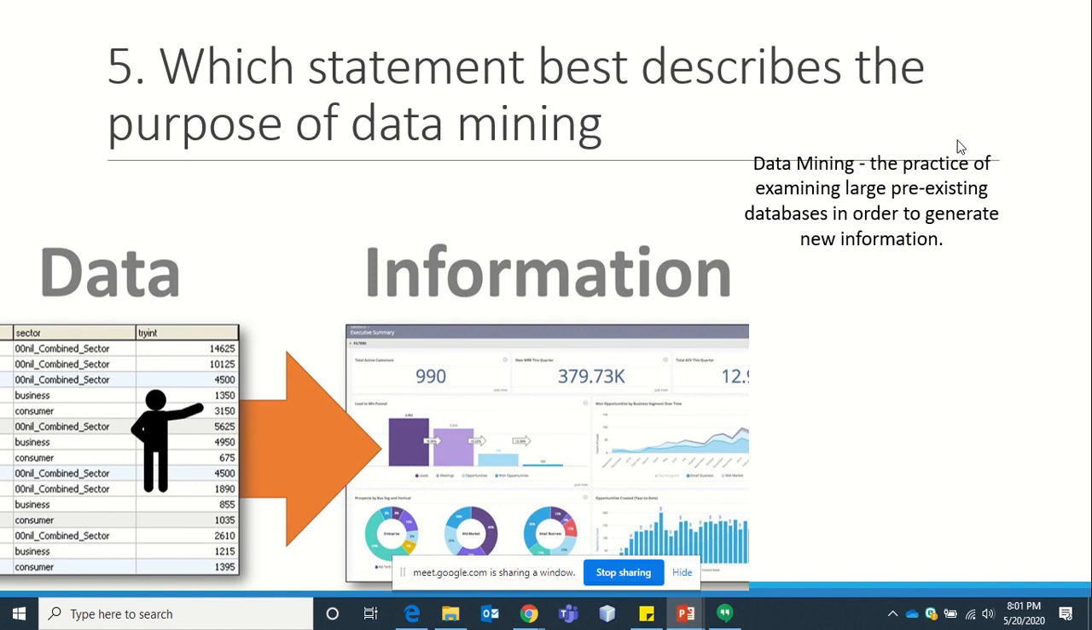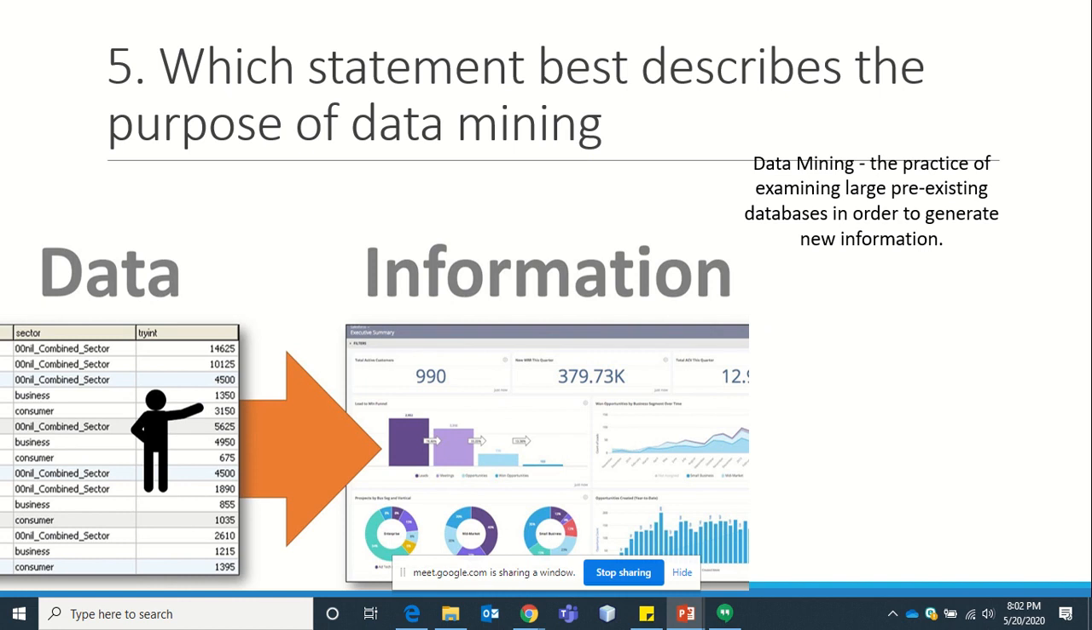So data mining is about what? The practice of examining large pre-existing databases, the data available, in order to generate new information, new things. People do data mining to predict things, to do predictive analysis: what will happen in the future? If we take this decision, what will happen? Will it be possible to achieve this amount of sales? Will it be possible to market this product here?